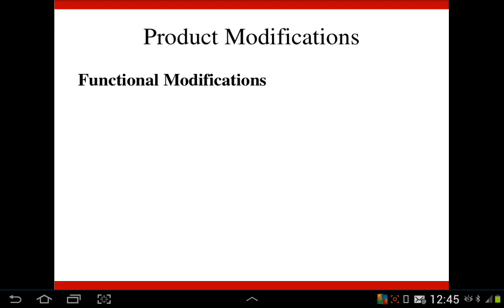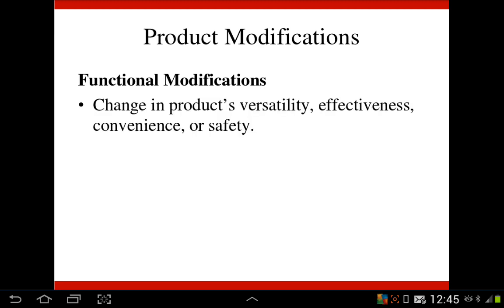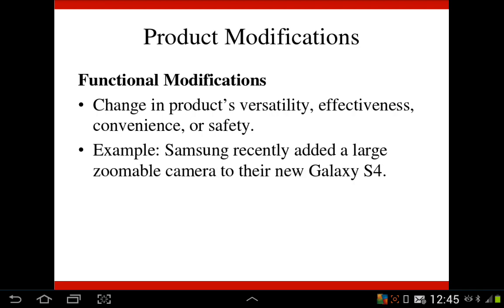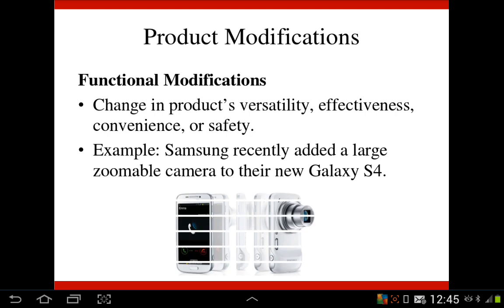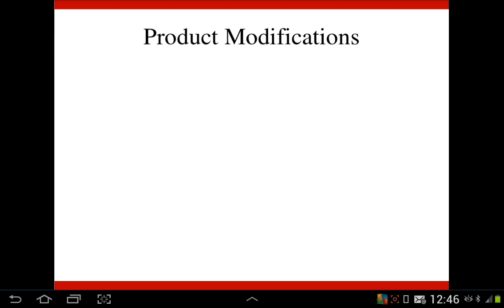Okay, then you get functional modifications. This is where you change the product's versatility. How effective is it? How convenient is it? How safe is it? It's functionally different, not quality different. It just means you can use it for different functions now. Samsung recently, when I made this presentation, added a zoomable camera to their Galaxy S4. So they changed its functionality. They made it more functional, meaning you can now use it to take professional photos. It didn't improve the quality, just the actual functions.